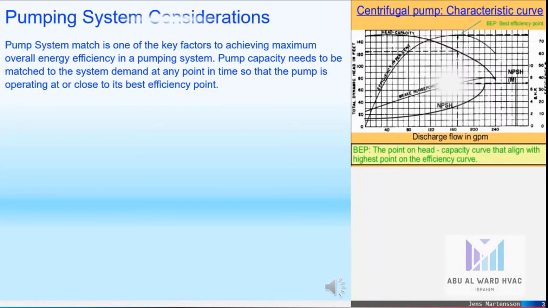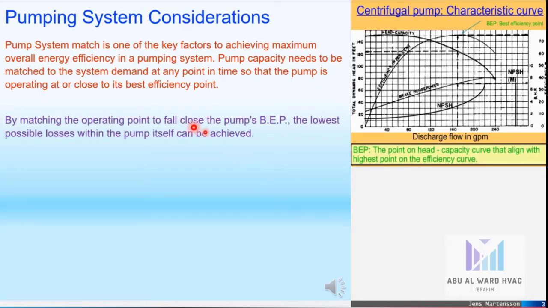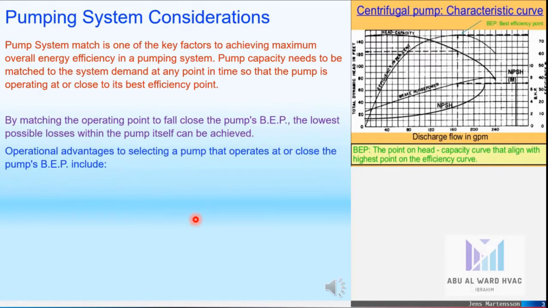Pumping system considerations. Pump system match is one of the key factors to achieving maximum overall energy efficiency in a pumping system. Pump capacity needs to be matched to the system demand at any point in time so that the pump is operating at or close to its best efficiency point. By matching the operating point to fall close to the pump best efficiency point, the lowest possible losses within the pump itself can be achieved.